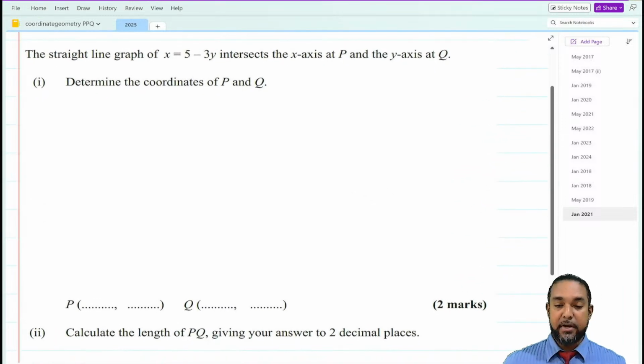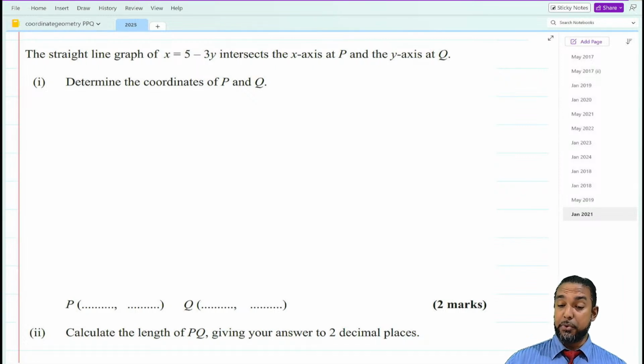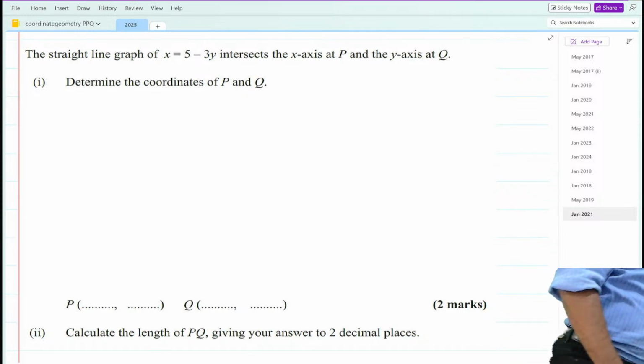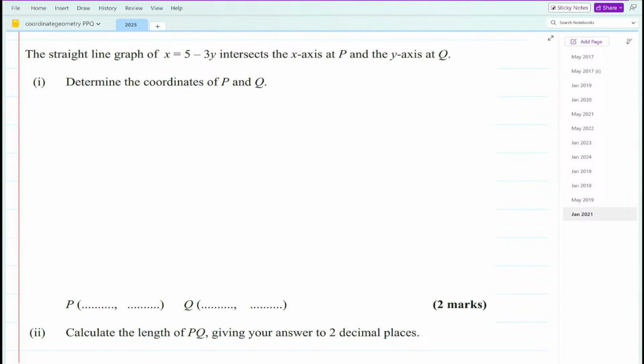All right, so the straight line graph of x equal to 5 minus 3y intersects the x-axis at P and the y-axis at Q. Determine the coordinates of P and Q. So if it intersects the x-axis, it's the x-intercept; if it intersects the y-axis, it's the y-intercept. On the x-axis, y is always equal to 0. And on the y-axis, x is always equal to 0. If you want to find the x-intercept, plug in y is 0 into the equation. But for the y-intercept, you plug in x is 0 into the equation.